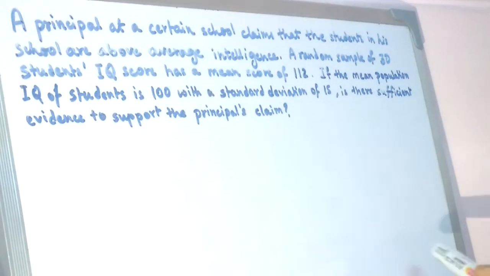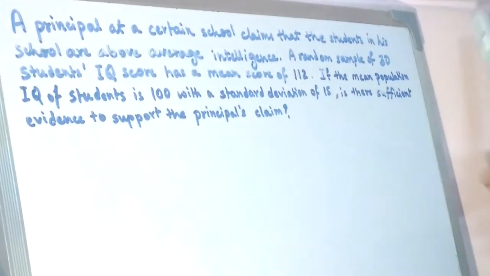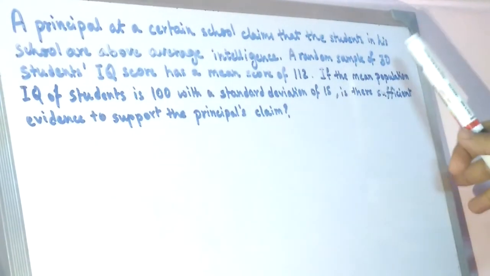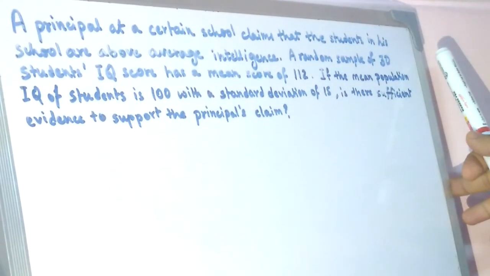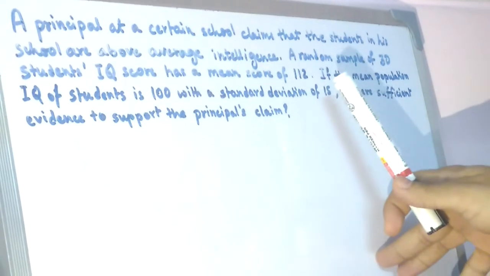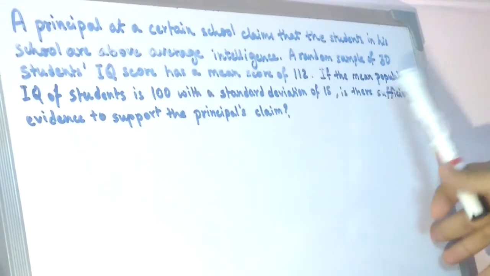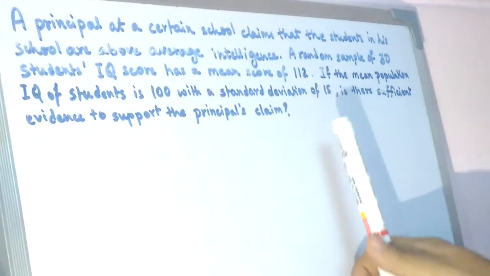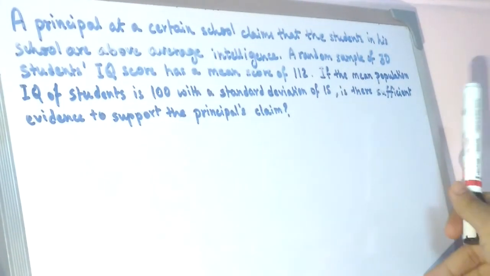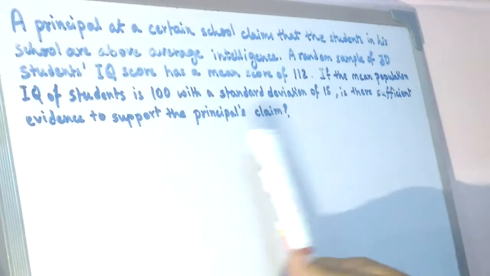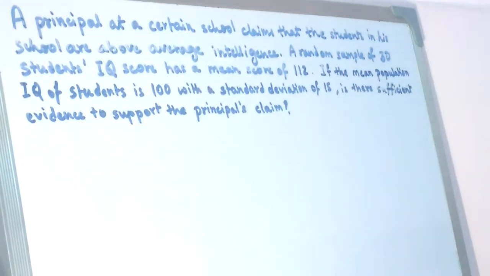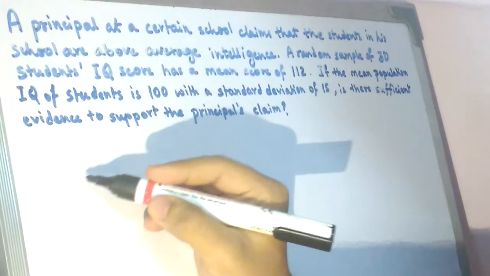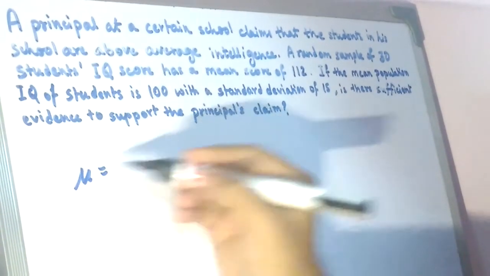A principal at a certain school claims that the students in his school are above average intelligence. A random sample of 30 students' IQ scores has a mean score of 112. If the mean population IQ of students is 100 with a standard deviation of 15, is there sufficient evidence to support the principal's claim?